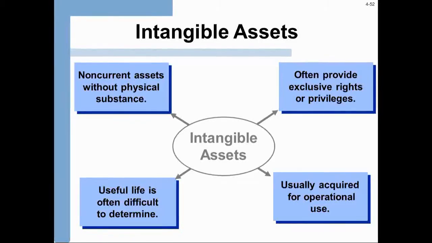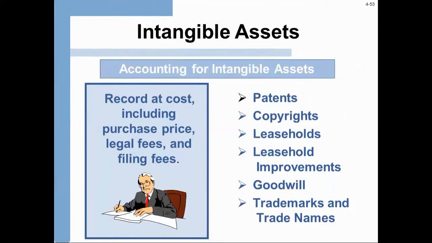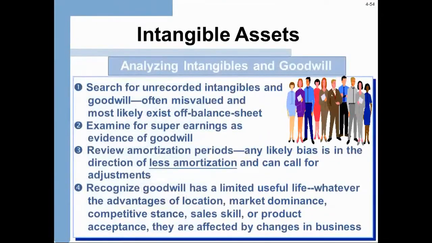The intangible assets are recorded only once we purchase them. But it depends upon business to business. So intangible assets, as you can also see, are recorded at the cost, including the purchase price, legal fees, and filing fees. When we purchase some kind of patents, copyrights, or goodwill, then we record them. Otherwise, we usually don't record them. So search for unrecorded intangible assets or goodwill when we are analyzing them.